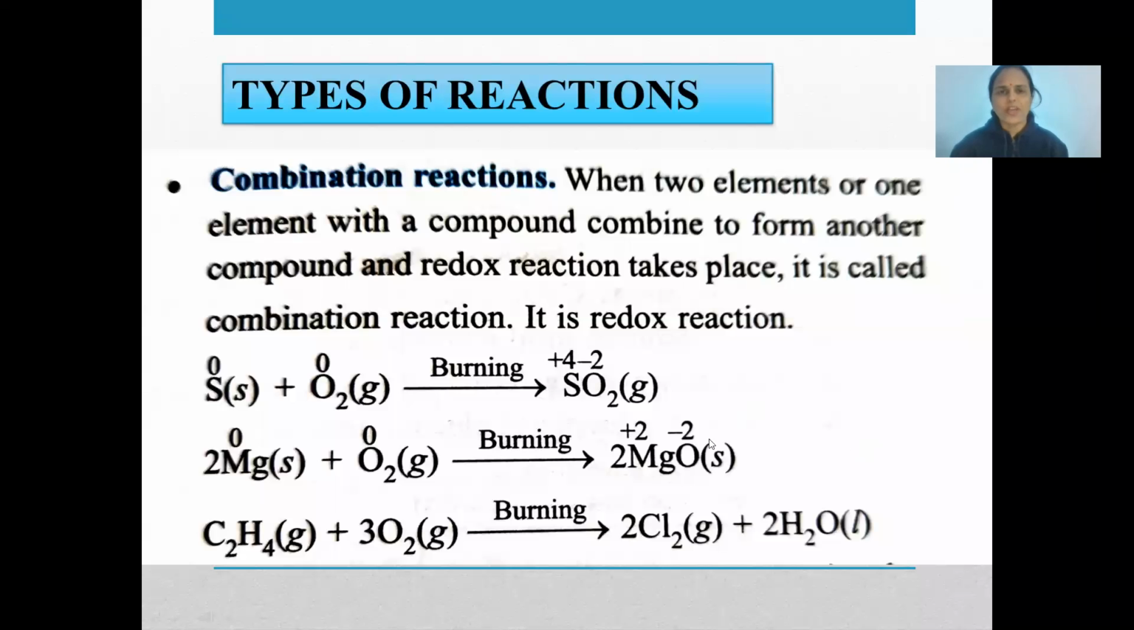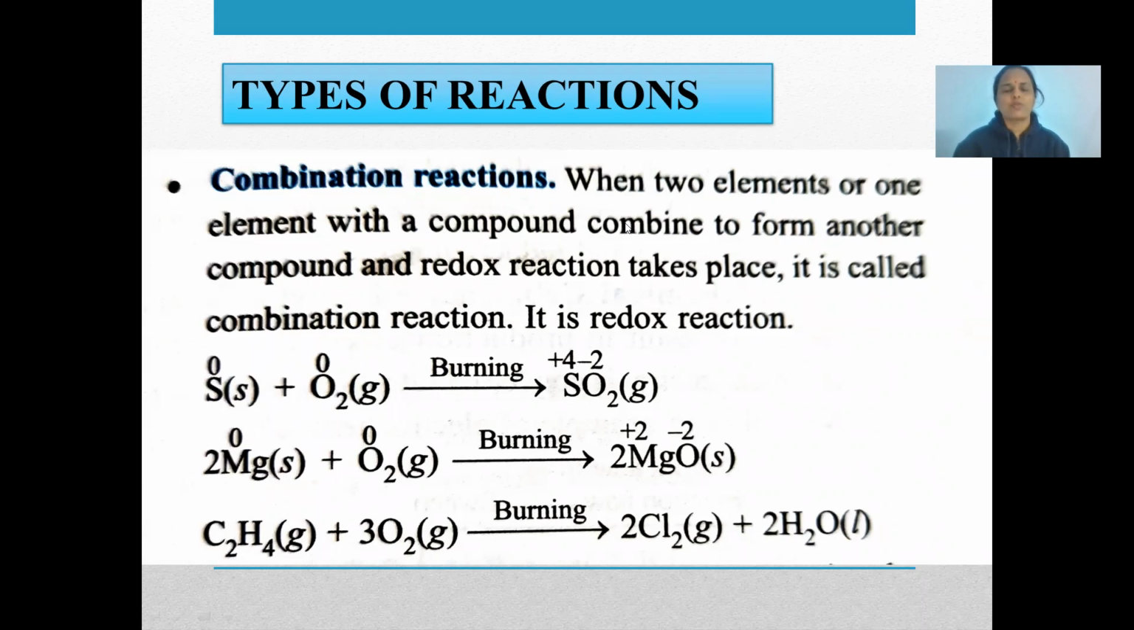Hello students. Today we'll start with the types of reactions. There are 4 types of redox reactions: combination reactions, decomposition reactions, displacement reactions, and disproportionation reactions. So first to start with, combination reactions.